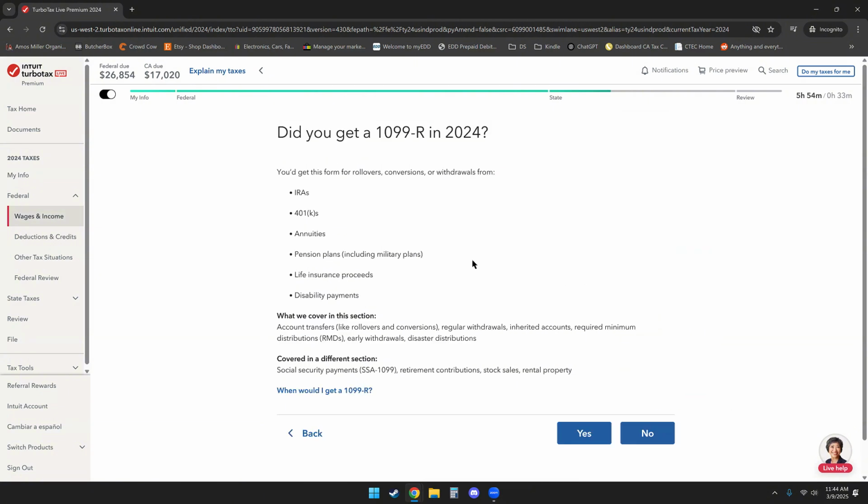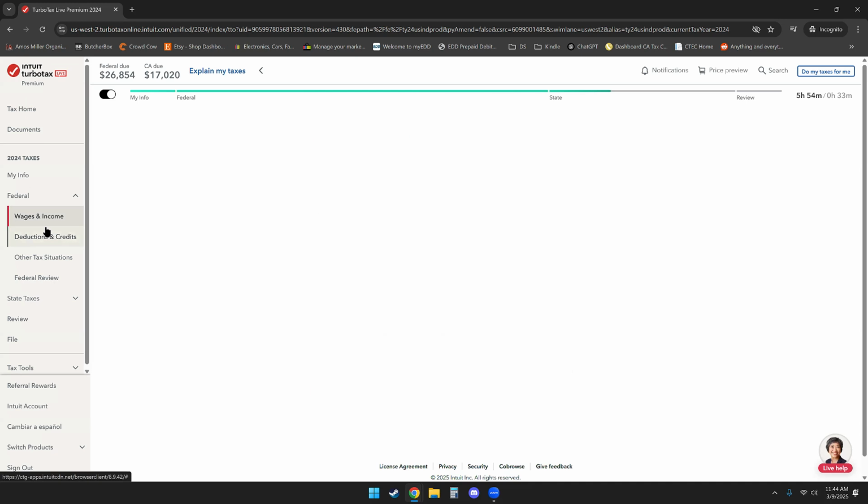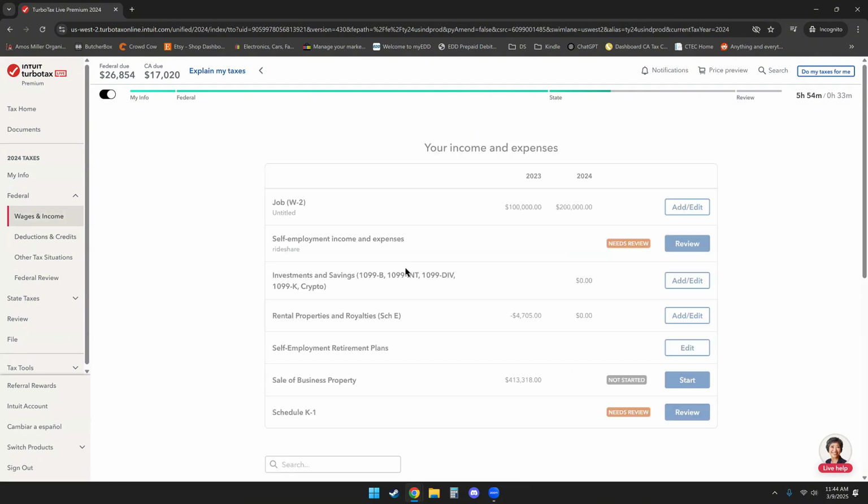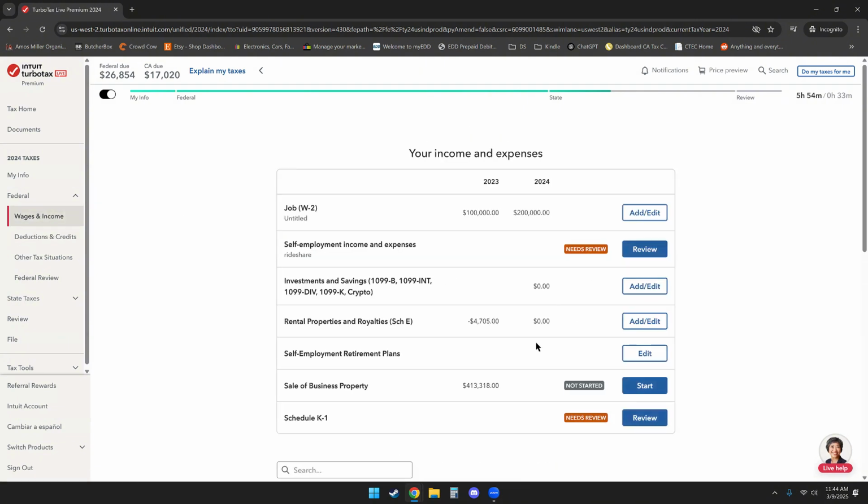So I'm not going to go over that one, but the idea is you contributed to a traditional IRA, you converted it to a Roth. That all typically happens within a day or a very short time period. And then in the software, you have to go to deductions and credits first, enter that IRA contribution, and then go back to wages and income to enter the 1099-R for the conversion.